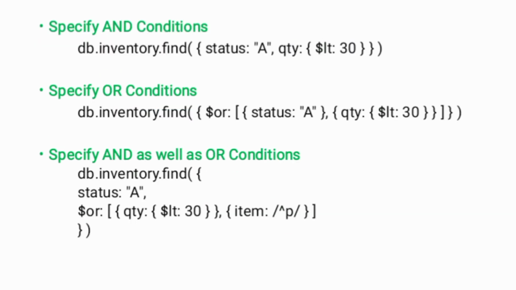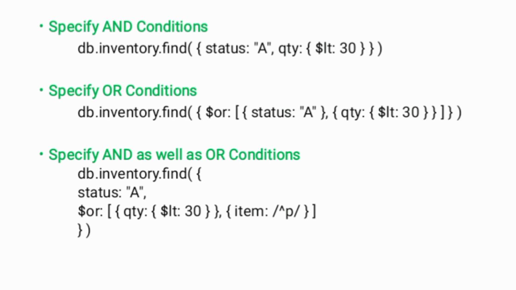Next, we have specify AND conditions. A compound query can specify conditions for more than one field in the collection's documents. Implicitly, a logical AND conjunction connects the clauses of a compound query so that the query selects the documents in the collection that match all the conditions. By using this code, we can retrieve all documents in the inventory collection where the status equals A and the quantity is less than 30.